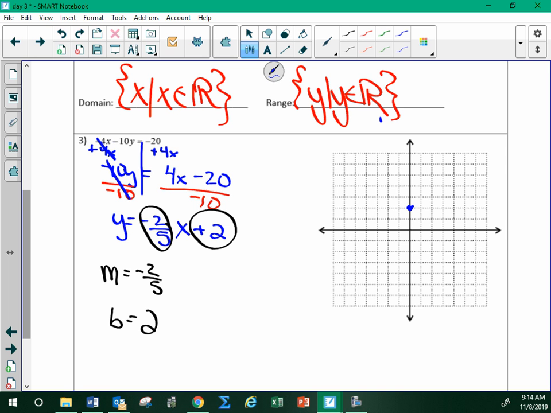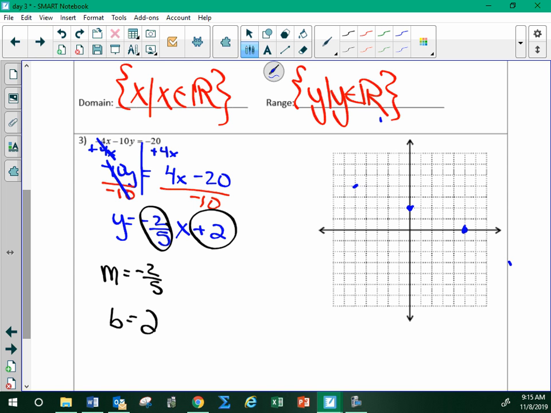You could change it and say, instead of negative 2 over 5, 2 over negative 5, that would be fine. You can leave your negative, but you can't just get rid of the negative. So I have negative 2 over 5, so I'm going to go down 2 and to the right 1, 2, 3, 4, 5. And if I want to do the opposite of that, I would just go up 2 to the left. That's the y-intercept.